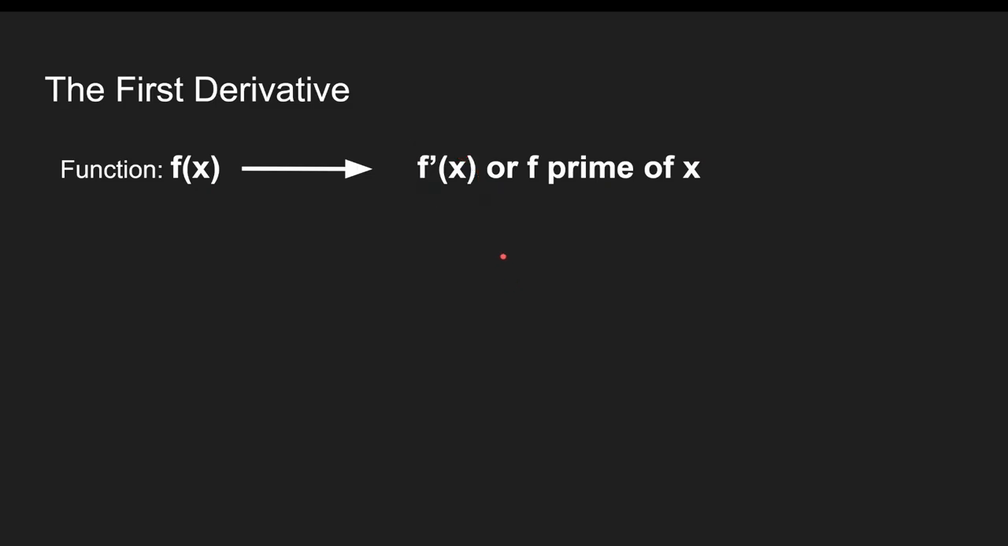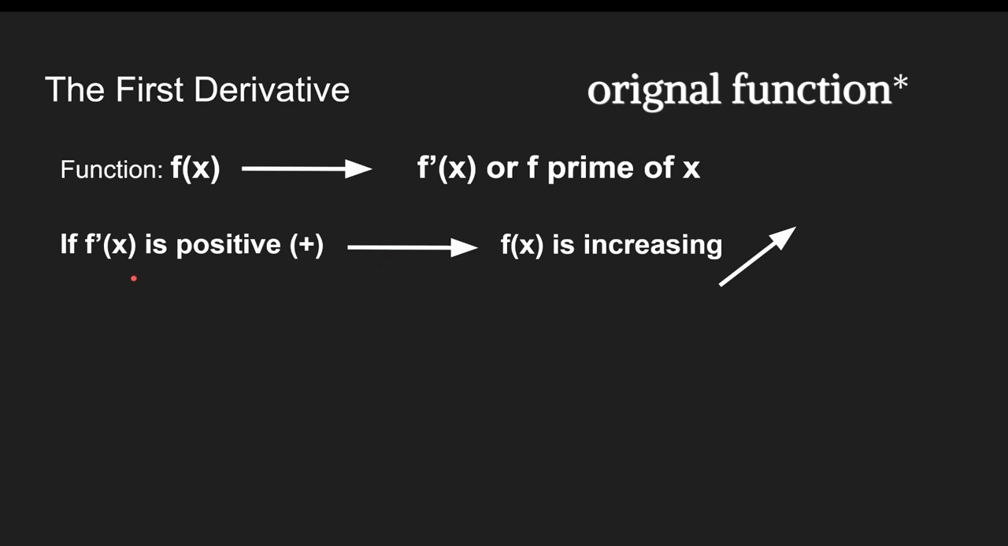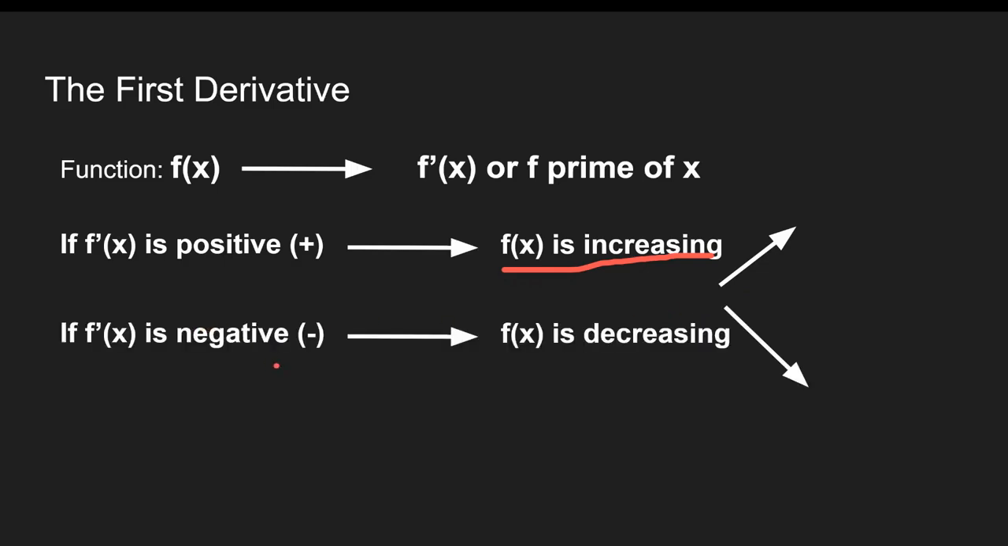f prime of x can tell us many things about its parent function. First of all, if f prime of x is positive, we know that f of x is increasing. And if f prime of x is negative, we know that its parent function f of x is decreasing.